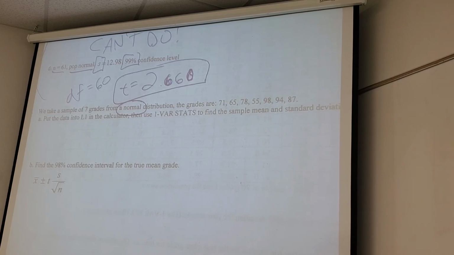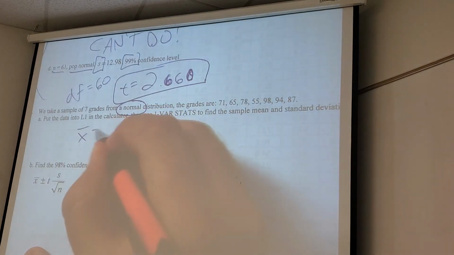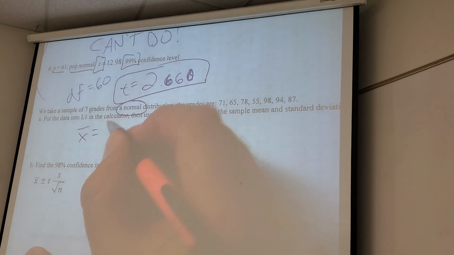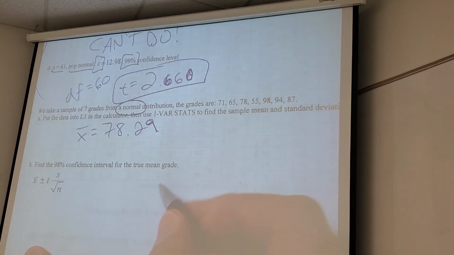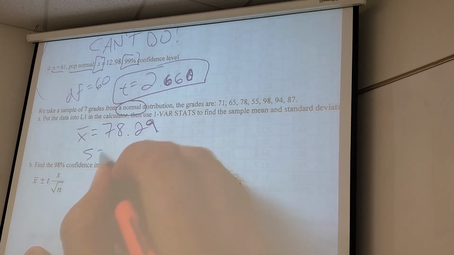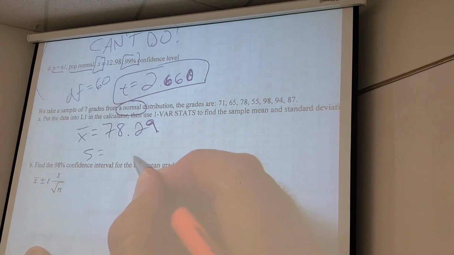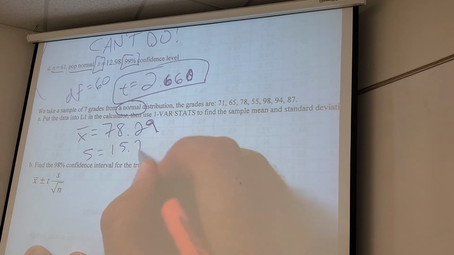Just make sure, let's see. Has everybody got that in there? Have you calculated? What are you guys getting for your X bar? 78.29. I like it. And what are you getting for your S? 15.72.